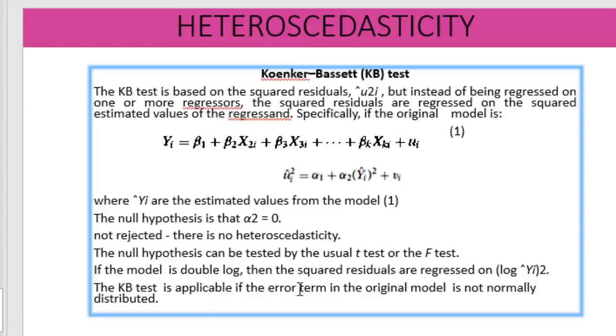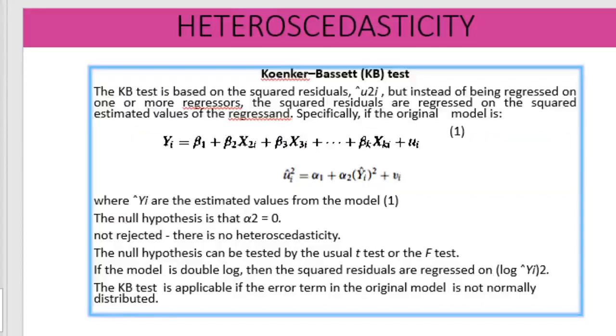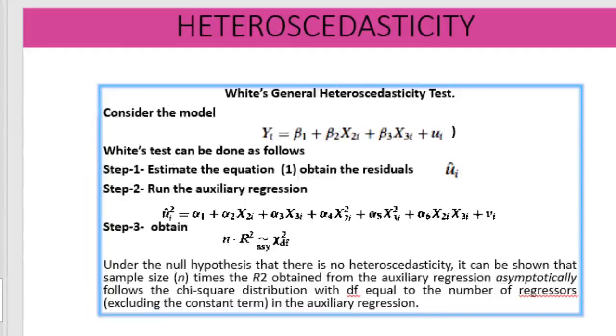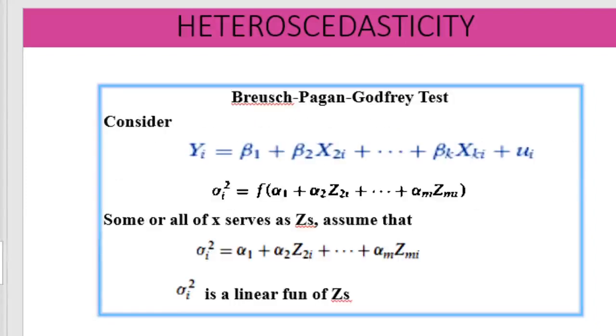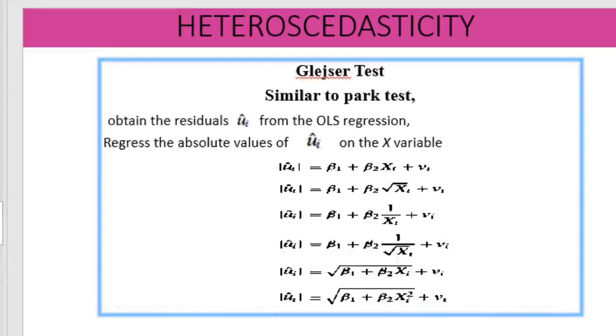If the model is in double log, then squared residuals are regressed on log yi cap square. This can be applied if the error term in the original model is not normally distributed. These are the various test methods: the Koenker-Bassett test, White's general heteroscedasticity test, the Breusch-Pagan-Godfrey test, the Goldfeld-Quandt test, the Spearman rank correlation test, the Glejser test, and the Park test.